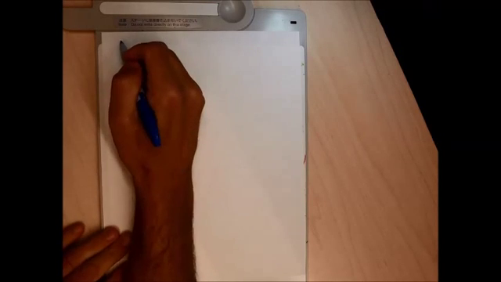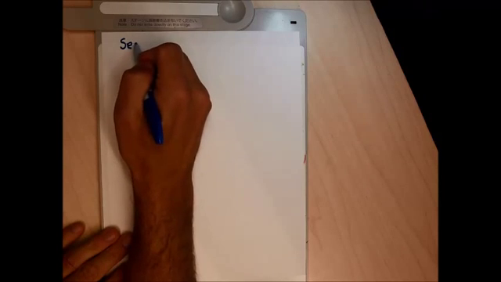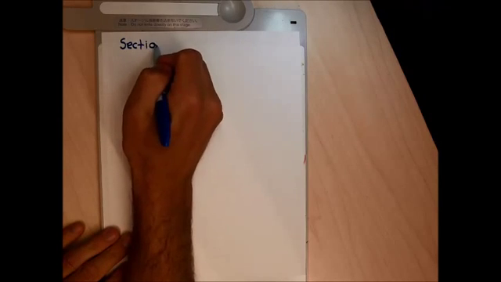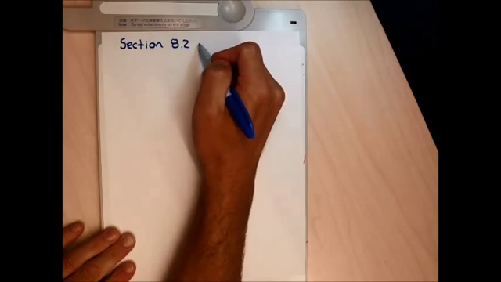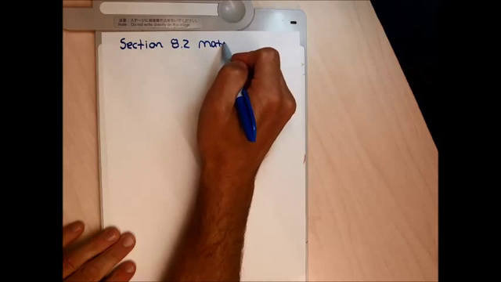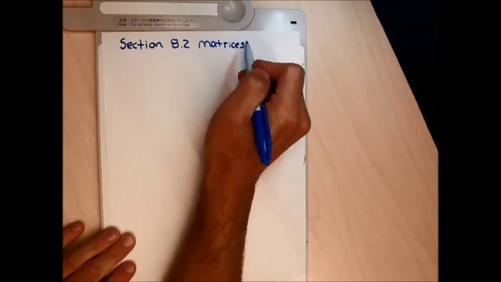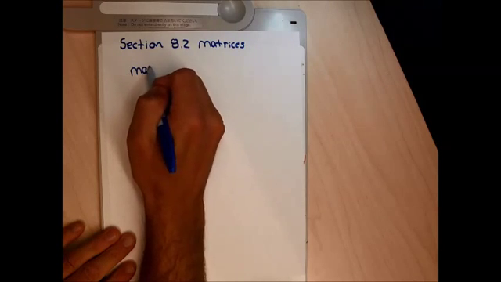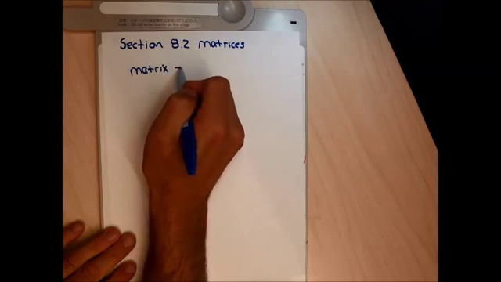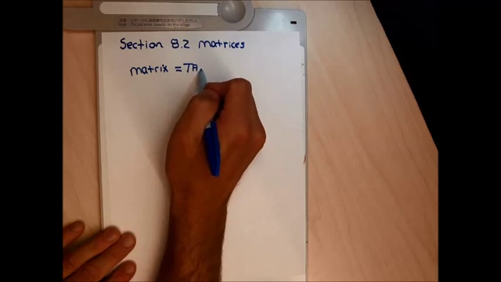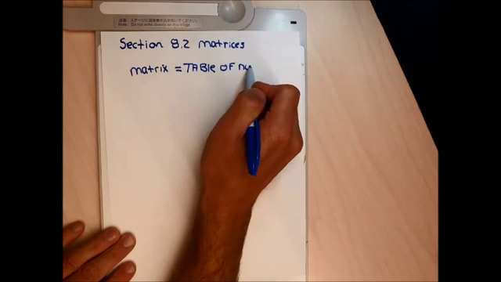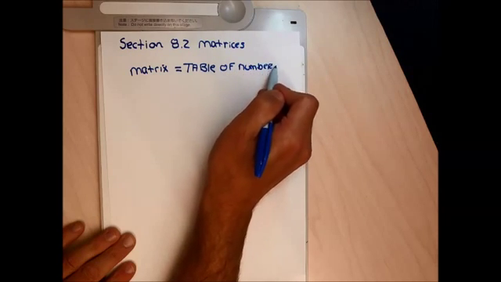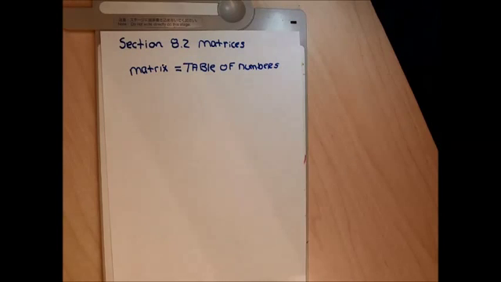Alright, so section 8.2 is on matrices. And matrices is plural for the word matrix. A matrix really is just a table. And for our class, it'll be a table of numbers. I don't think I've seen matrices that have anything other than numbers in them, but I suppose they could. I just can't think of a time where I've seen one.